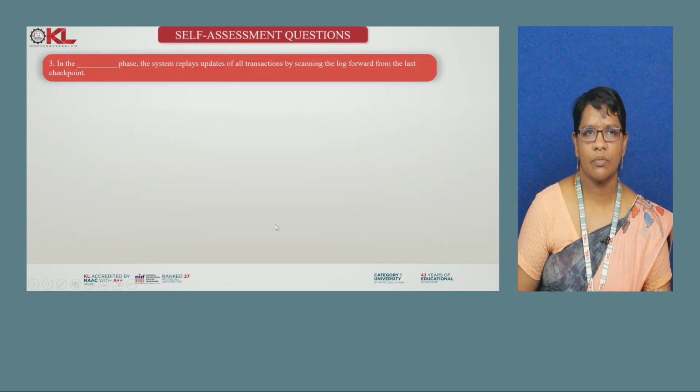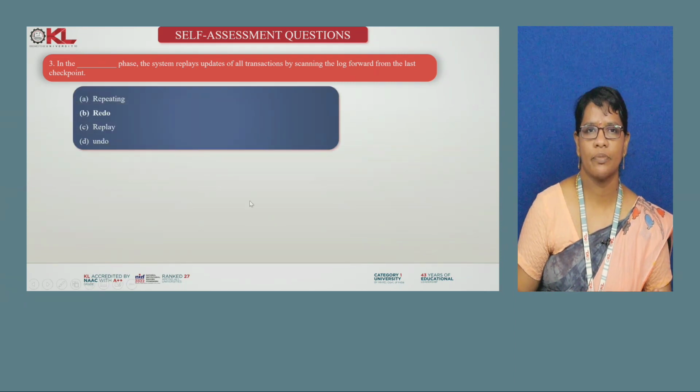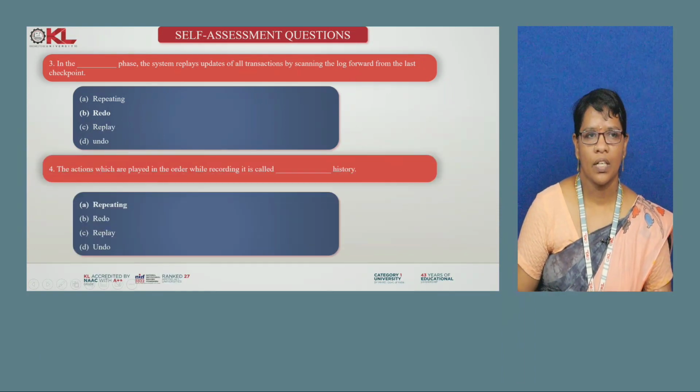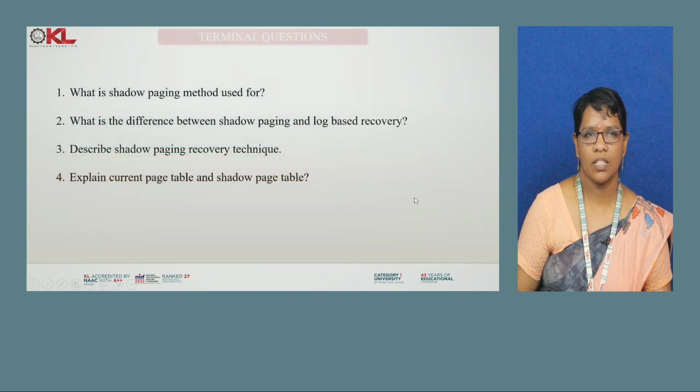And we have some terminal questions. This is one of the self-assessment questions. In the dash phase, the system replays updates of all transactions by scanning the log forward from the last checkpoint. The answer is redo. In the redo phase, the system replays all the updates. And next, the actions which are replayed in the order they were recorded is called repeating history. The answer is repeating history. These are some of the terminal questions mostly asked on shadow paging.